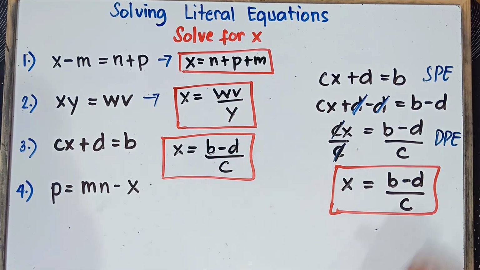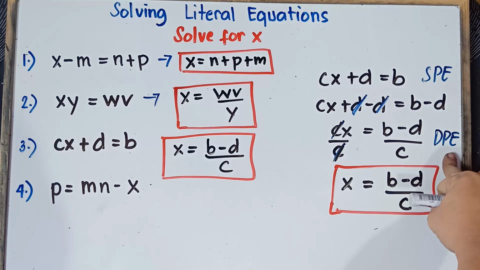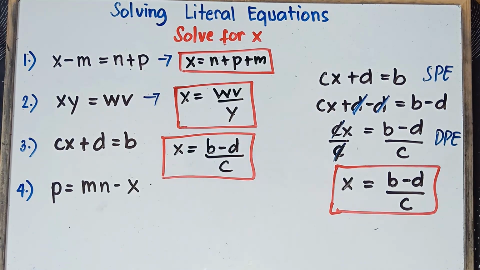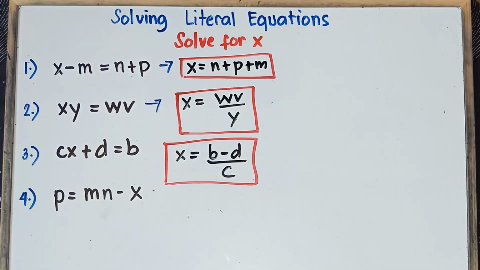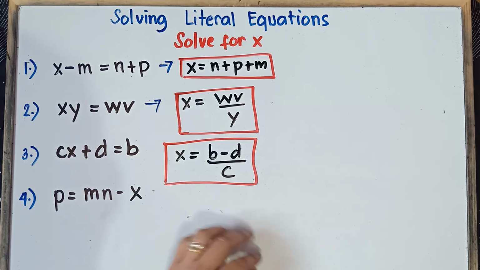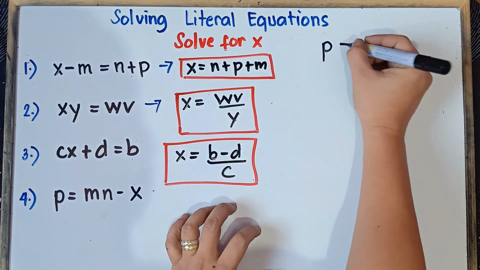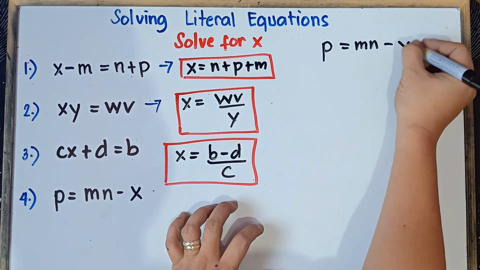Alright, so we apply the subtraction property of equality and then the division property of equality. Alright, so let's proceed now to example number 4. Let me just erase this one. Our given equation is P equals Mn minus X.